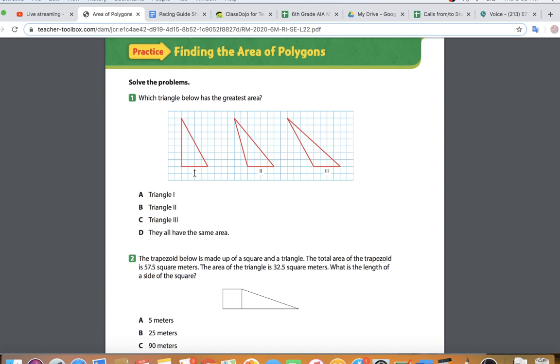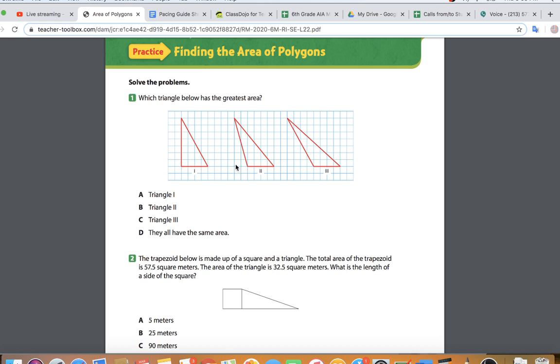They all have the same area because they all have the same base. 1, 2, 3, 4 is a base. They try to trick you because the height is different. The height here is straight on this triangle, so it's this line. It's 7. 1, 2, 3, 4, 5, 6, 7.